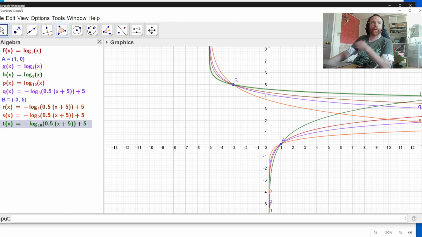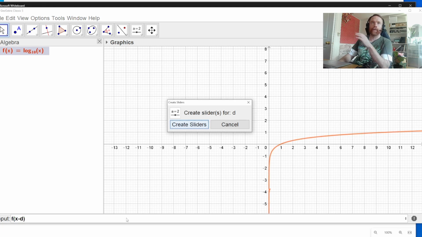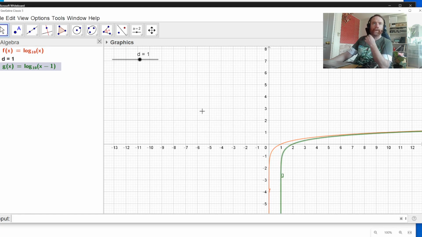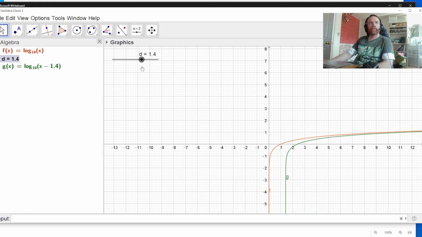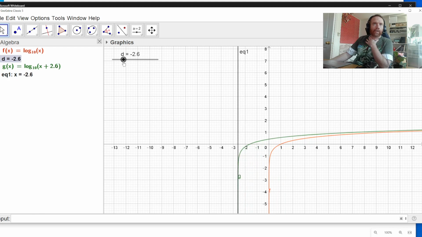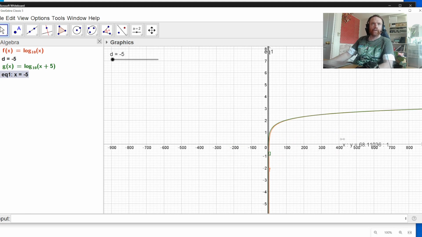Okay, so let's go back for a sec, and we'll make a quick equation. Let's go log 10x like that, and then let's go f of x minus d. I'm literally going to type in f of x minus d. It says, what do you mean by d? I want a slider. Now, you can see that depending on where I move d, my graph is translated horizontally. So if I now type x equals d, I get a vertical line located at whatever the value of d is. So for example, right now, d is -5. I've got the graph x equals -5. Now, is that an accurate representation of this function's asymptote?